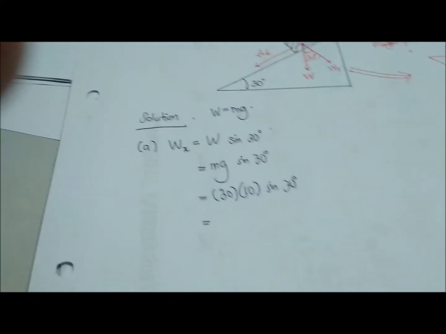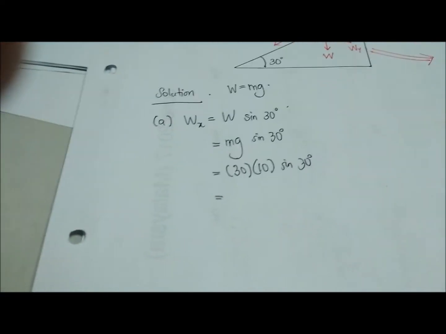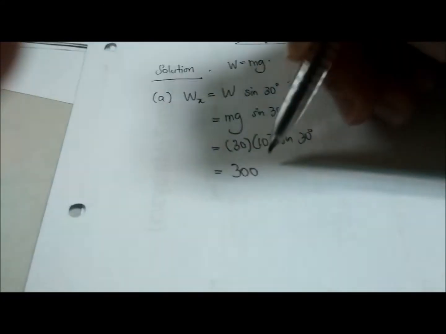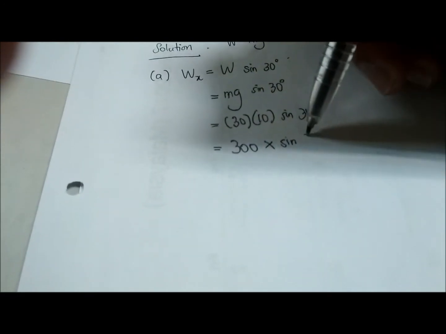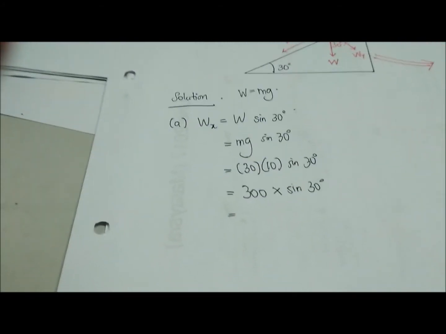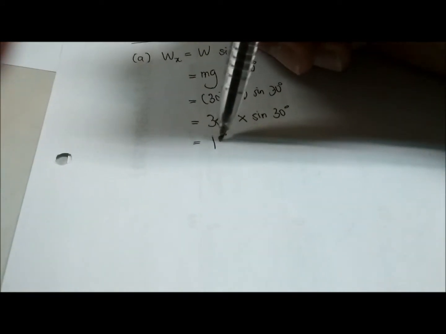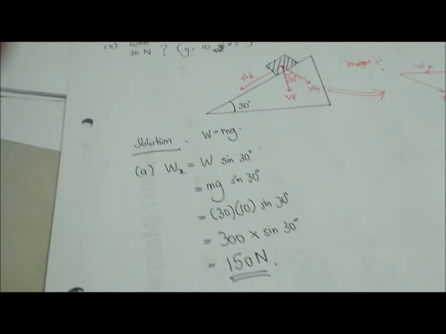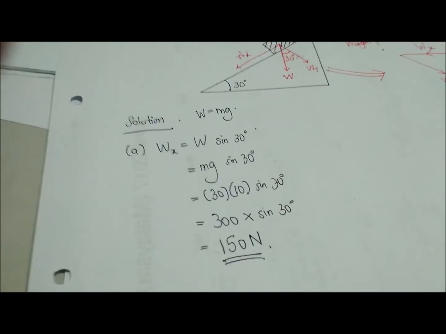So 10 sine 30 degrees. So you will get 30 times 10, which is 300, times sine 30. So you get 150 Newtons. So that is question A. Okay, question B.